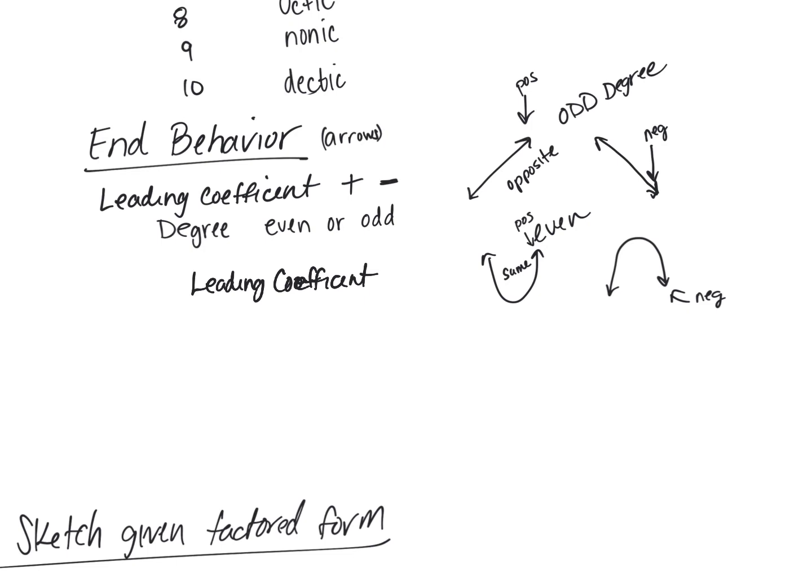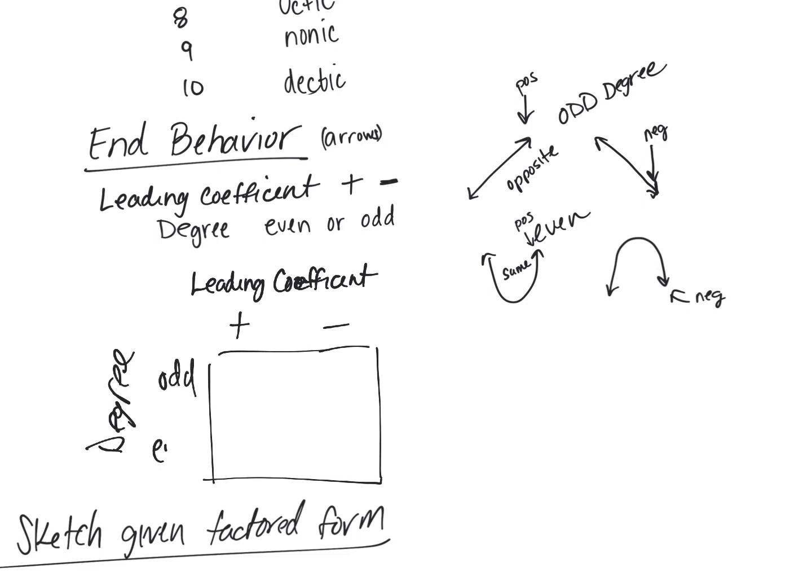We have this table: if the leading coefficient is positive or negative, and the degree is odd or even. We're just really interested in what the arrows are doing. Okay, we'll talk about, like I said, a formal way of writing it later.